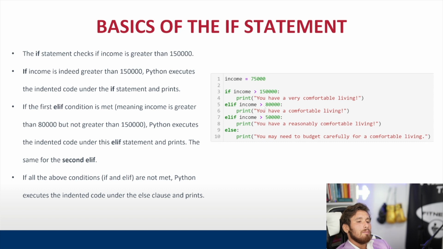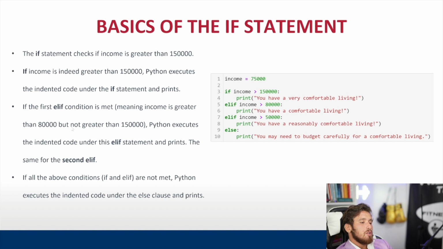So it will not print this statement, but if it was between $80,000 and $150,000, then it will print you have a comfortable living. And then the elif statement in the next line checks if the income is greater than $50,000, which in this case it is, so ding, ding, ding, bingo, this is going to print out that you have a reasonably comfortable living. And then lastly, if this income was less than $50,000, then it would print you may need to budget carefully for a comfortable living. So basically, if none of these conditions are met, then the else clause will run whatever code you want to run, to give you an output if this number is not equal to any of these conditionals.